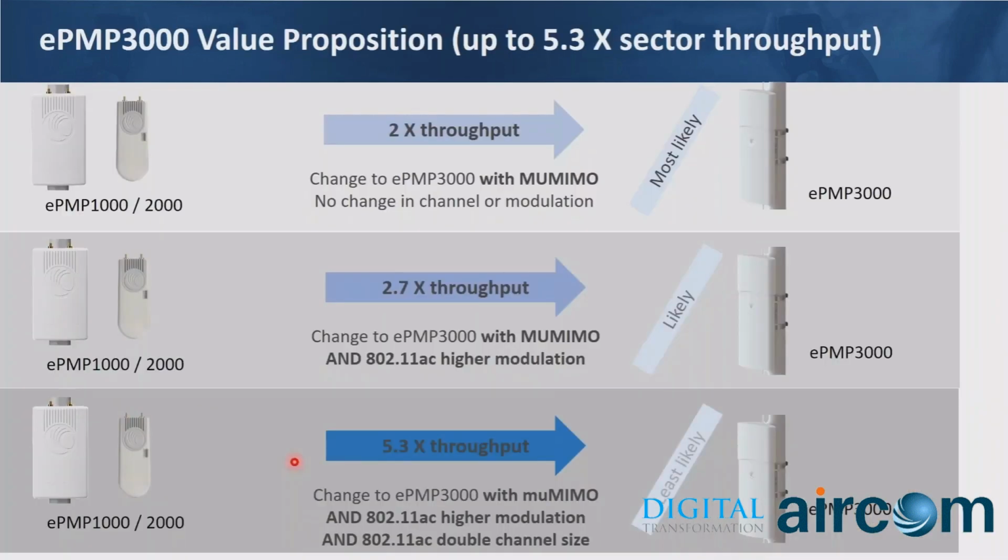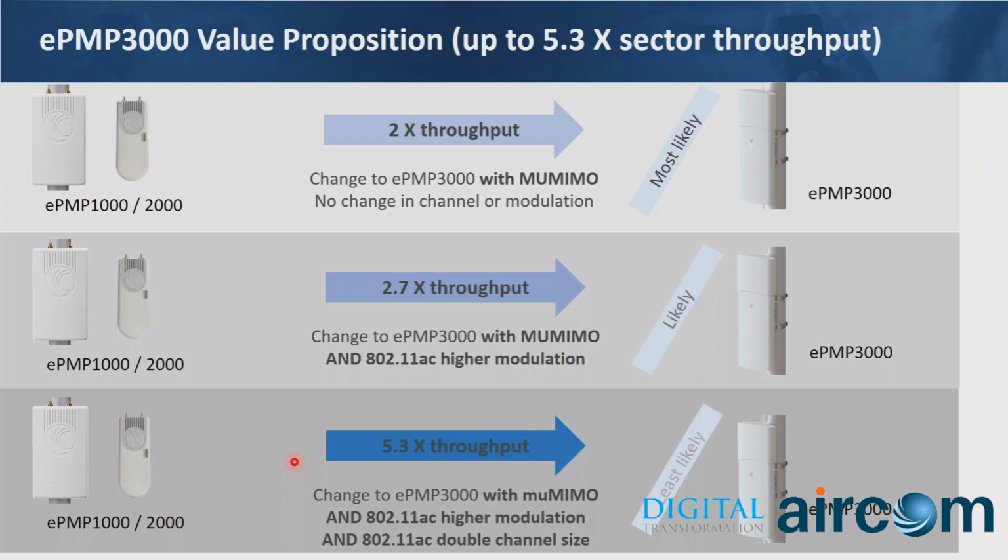Okay, so this slide also summarizes, gives you a graphical representation of what I've explained before on how you are able to multiply your throughput up to 5 times. The most likely cause of your capacity increase will come from the multi-user MIMO, because the access point is capable of communicating with 2 subscriber modules simultaneously, as opposed to 1 subscriber module that the ePMP 2000 and 1000 communicates with.